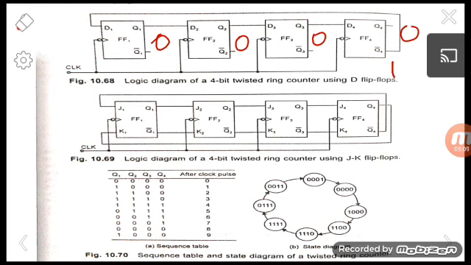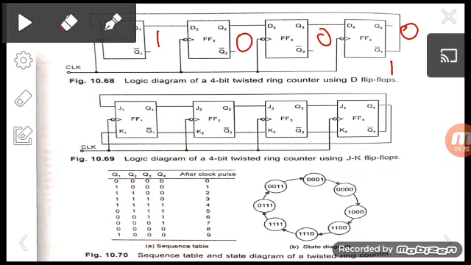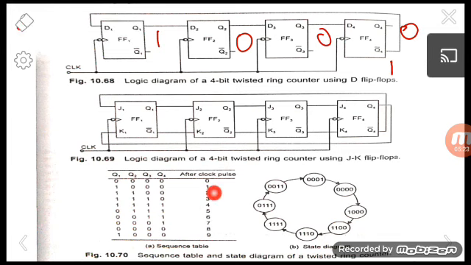The current state is 1 0 0 0, and again Q4 bar is 1. After the second clock pulse, this 1 will appear as the output Q2, and also Q1 remains 1. So Q1 is 1, Q2 is 1, and we obtain 1 1 0 0. Likewise we obtain 1 1 1 0, 1 1 1 1, then 0 1 1 1, 0 0 1 1, 0 0 0 1, and again it will repeat as 0 0 0 0.